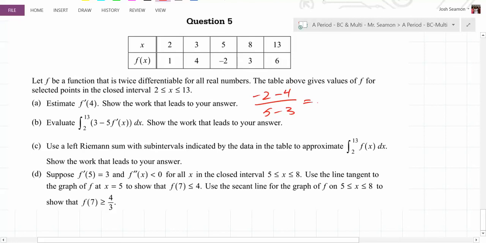Is that better? Yeah, exactly. So you end up with negative 6 over 2. So it's what? Negative. Great. Okay. So then it says evaluate that integral.